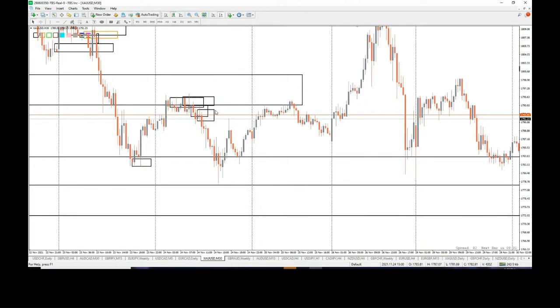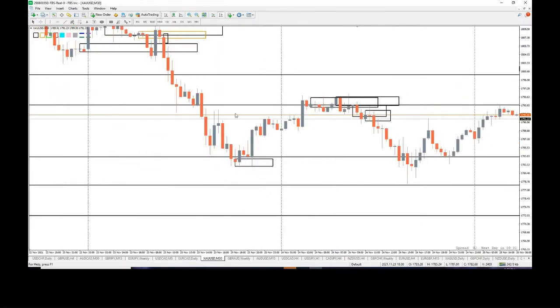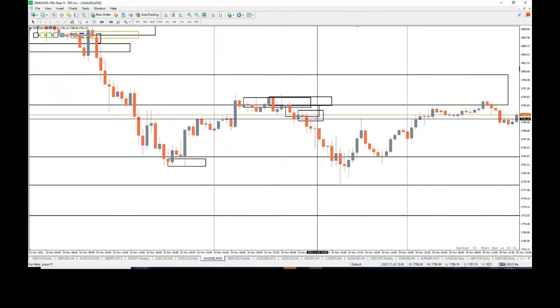For entry. Can you see? Yeah, that's price so clean, coming back into the zone and boom, boom, boom.